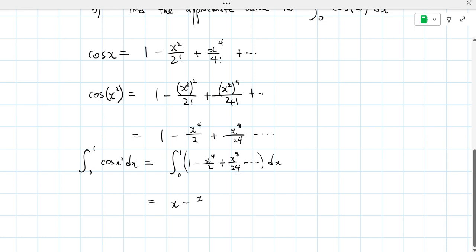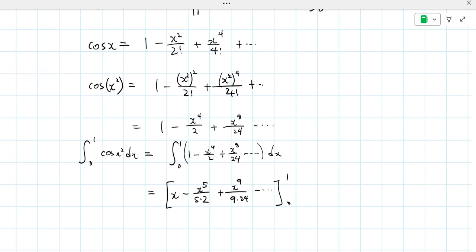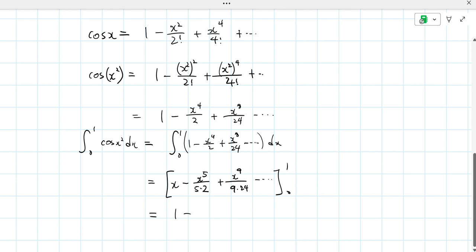So it'll be x power 5 over 5 times 2, plus x power 9 over 9 times 24, minus dot dot dot, from 0 to 1. So obviously 0 is 0, so that's fine. So let's plug in 1. 1 minus 1 over 10 plus 1 over 24 times 9. What's that? 240 minus 24, 216. Is it? Plus dot dot dot will be my final answer.